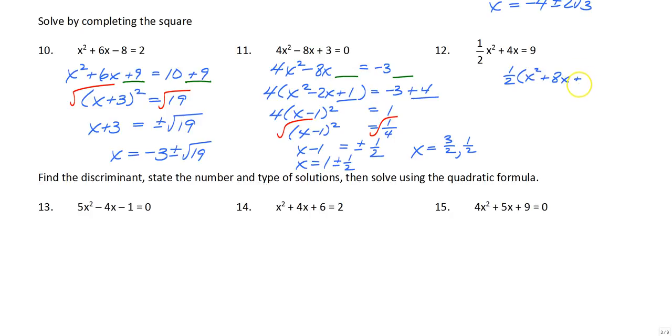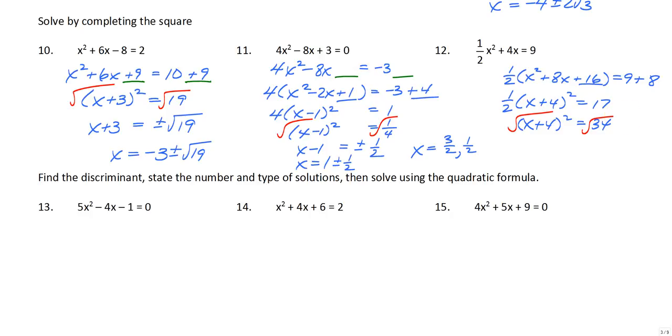Okay, and then half of 8 is 4, squared is 16. That's equal to 9 plus half of 16, which is 8, before we put that on the other side. So that's half of x, half of 8 is 4, squared is equal to 17. You must multiply both sides by 2 to get rid of the 1/2. So that's x plus 4 squared is equal to 34. Now you get to square root both sides.